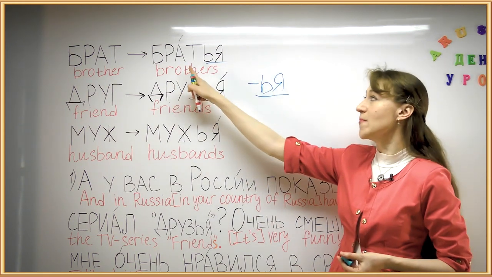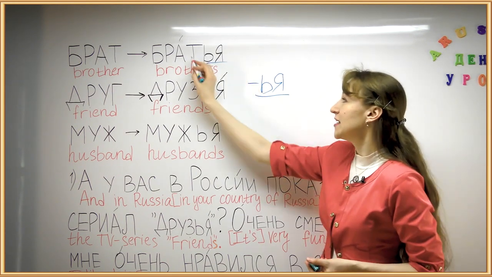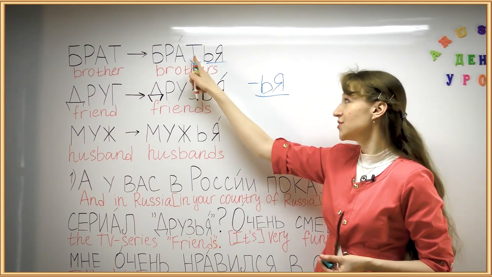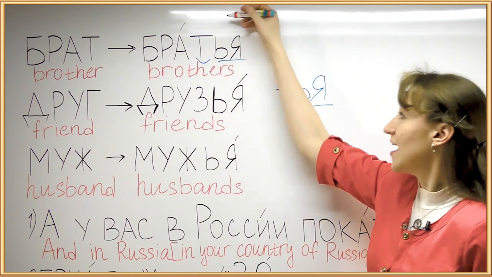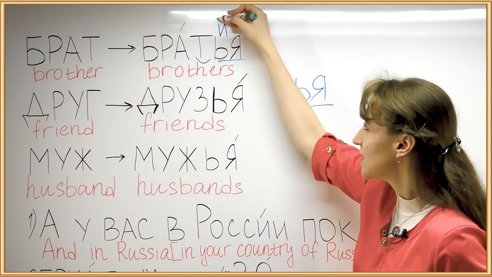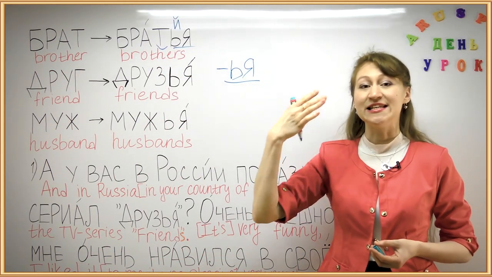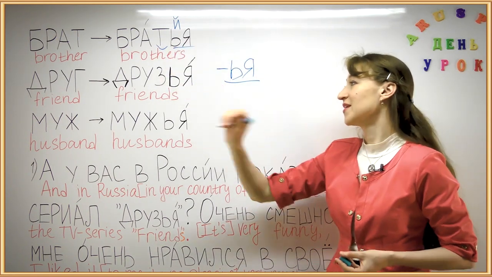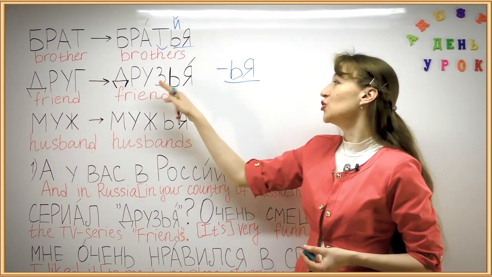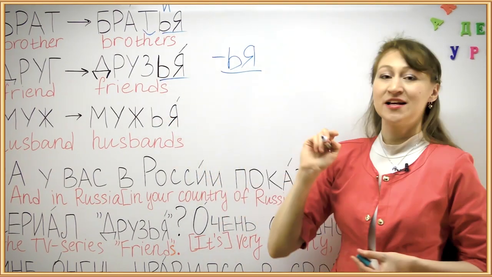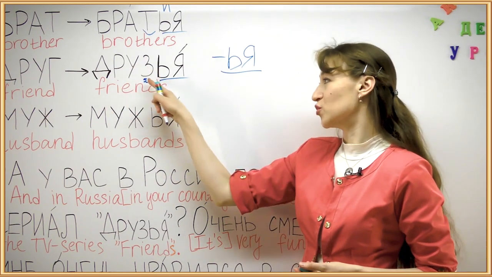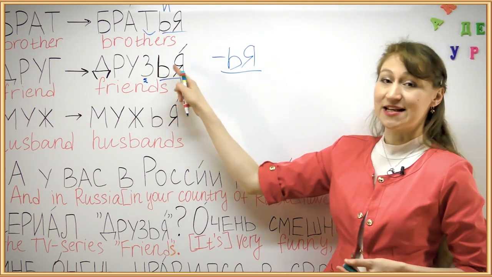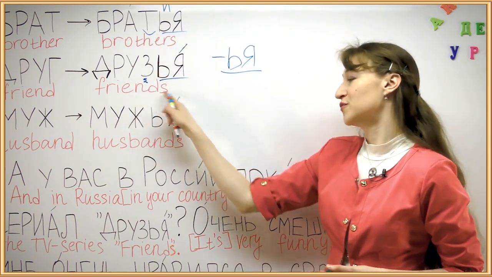So brat, братья. And here this consonant t is soft. So it's not t, it's t. Братья. And here you can hear this y sound, right? Братья. Друг, friend, друзья. Here we also have some changes in the stem. The stem of the word changes a little bit. And the ending is again soft sign, я, друзья, friends.